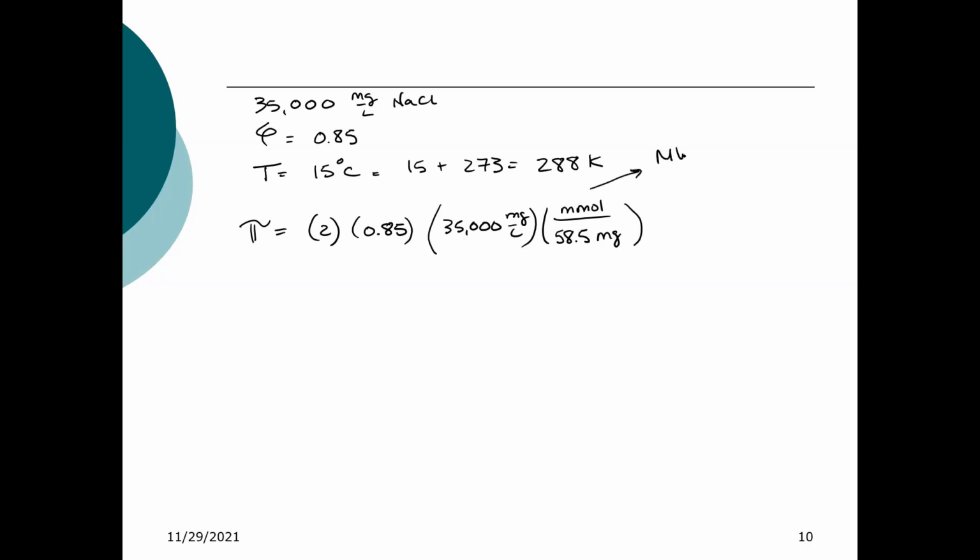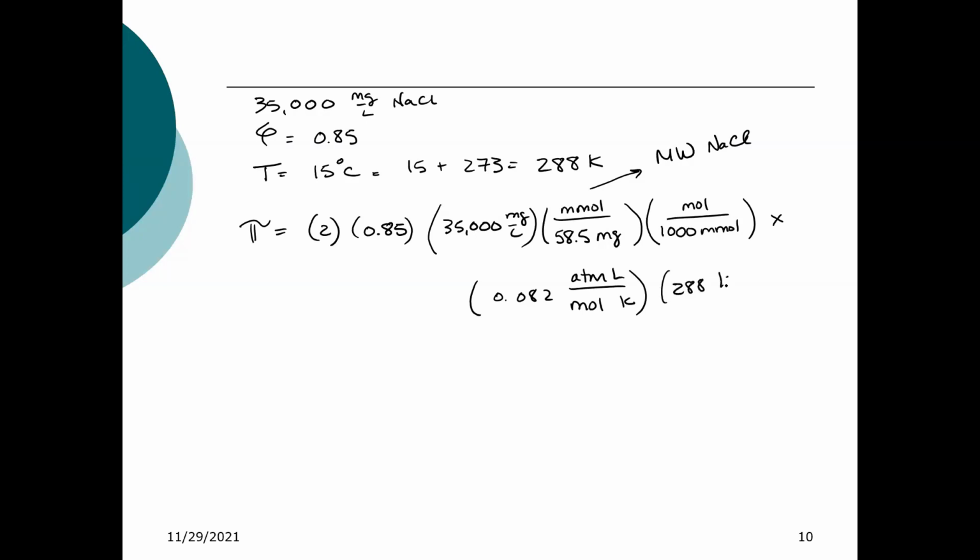That is the molecular weight of sodium chloride, times 1,000 millimoles per mole, times the ideal gas constant, 0.082 atmosphere liters per mole degree Kelvin, times 288 Kelvin. And let's just check the units. Milligrams cancel, liters cancel, millimoles cancel, moles cancel, Kelvin cancel, and we have an answer of 24.0 atmospheres.